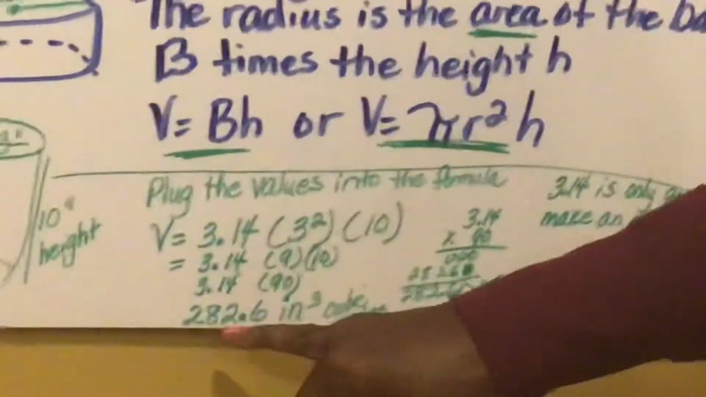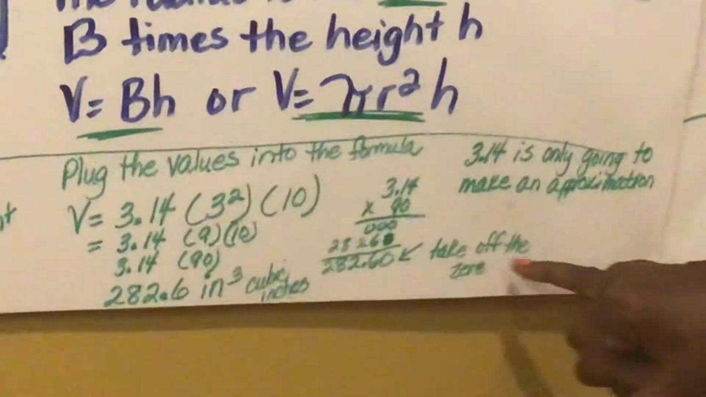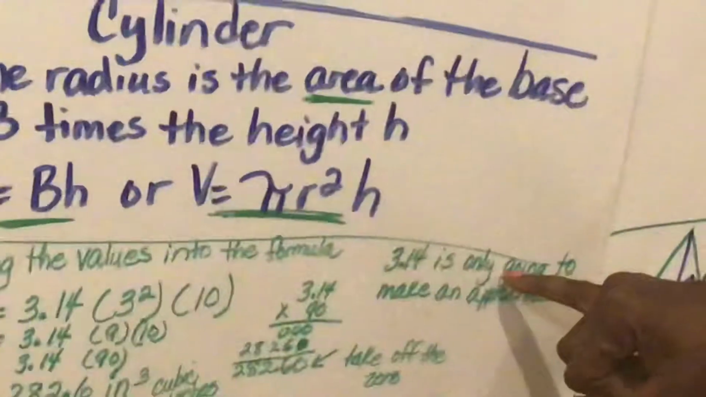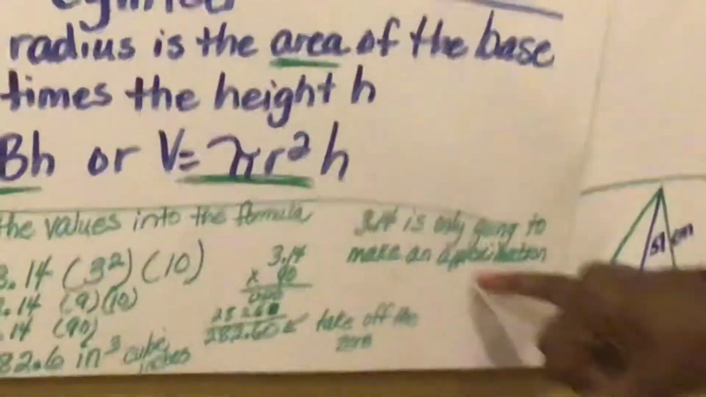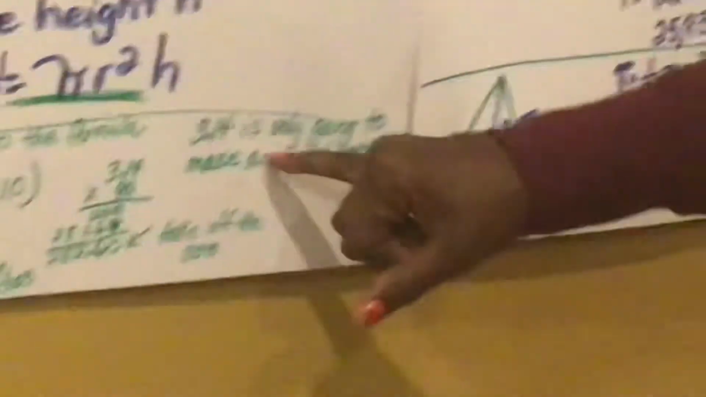All right? So you see there. Now, here is where I actually did the math. Make sure you take off that 0 because you have to round it. Because it's 3.14, it only makes an approximation. And we talked about approximations last time.